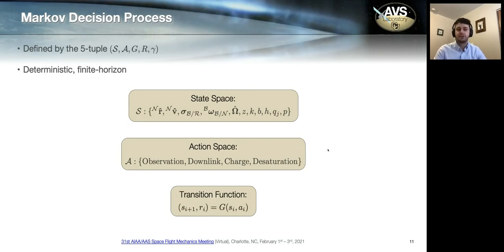Our action space includes 4 modes: observation, downlink, charge, and desaturation. And as I mentioned earlier, our transition function is created using Basilisk.